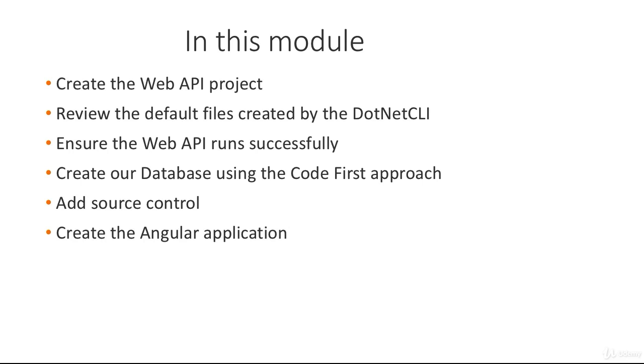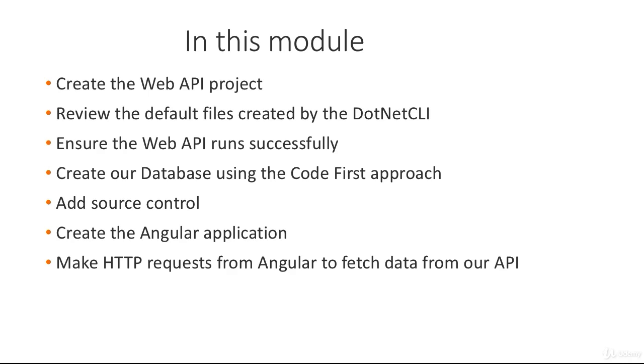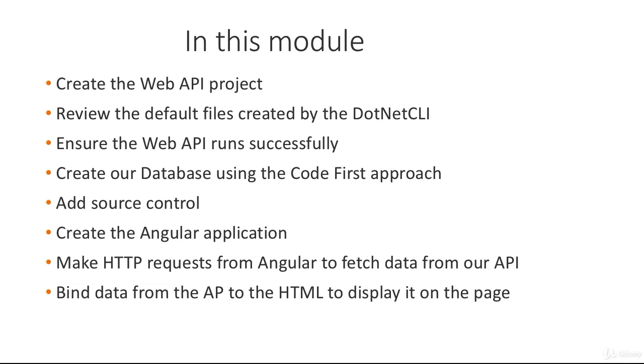We'll create the Angular application. We'll then configure our Angular application to fetch data from our API. And then we're going to bind the data we get back from the API to the HTML so that we can then display it on the page. And during this, we're also going to add support for Bootstrap and Font Awesome so that we can make our styling of our application significantly easier than starting from scratch with CSS.